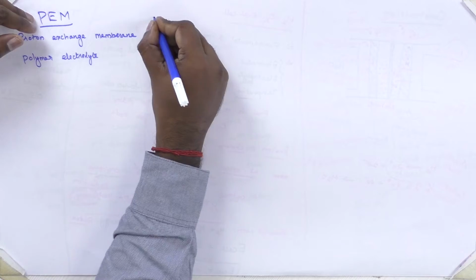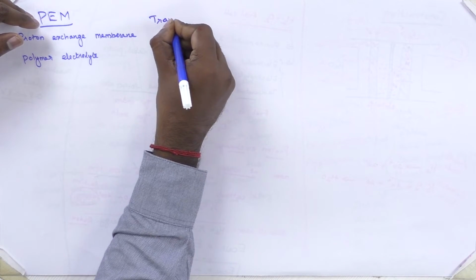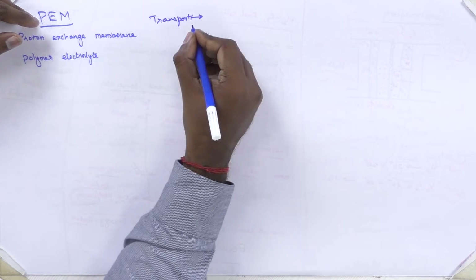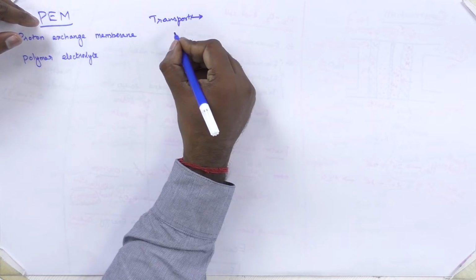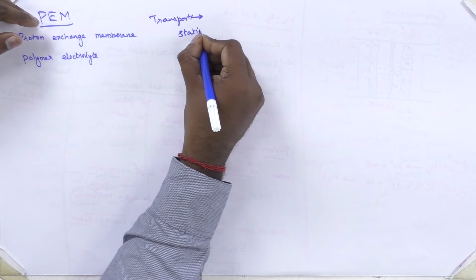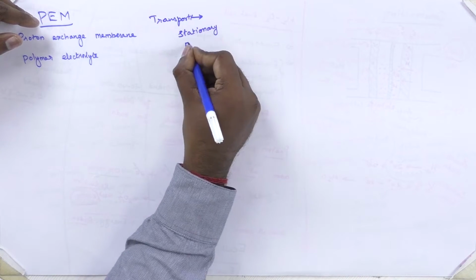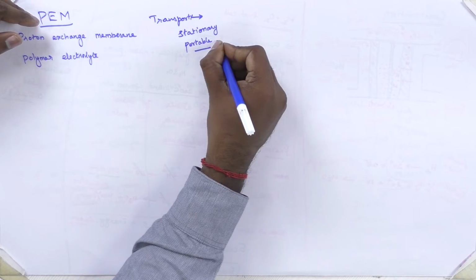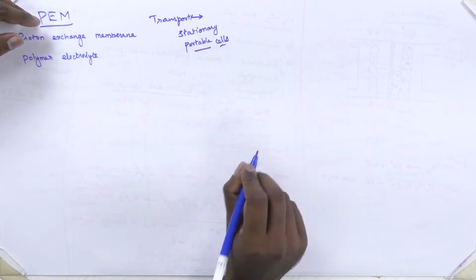By usage, it is mostly used for transport applications, as well as stationary or portable fuel cells. So this is the main advantage of PEM fuel cells.